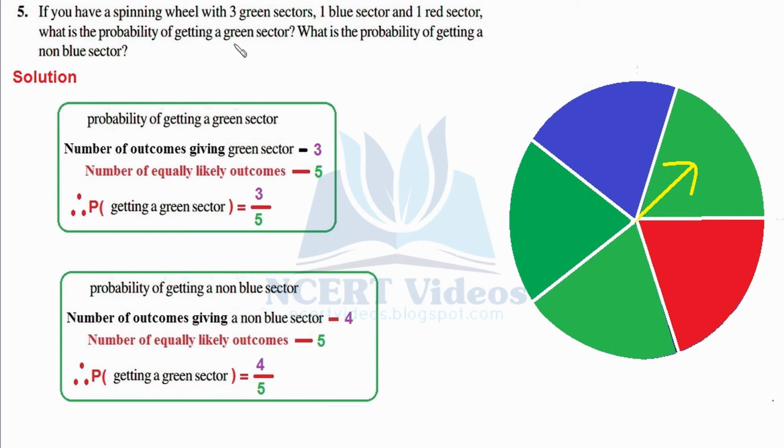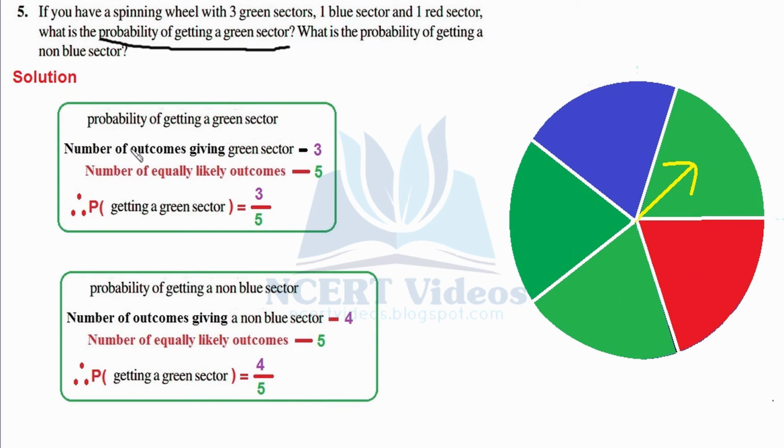What is the probability of getting a green sector? What is the probability of getting a non-blue sector? Again, we have puzzling statements over here. Just calm yourself and try to answer these questions. So let's first of all try to find the answer to the first statement, that is probability of getting a green sector. So how many green sectors do we have? We have a total of 3 possible outcomes, out of a total of 5 possible outcomes. That is, without even writing our answer part, we found our answer. It should be 3 over 5.